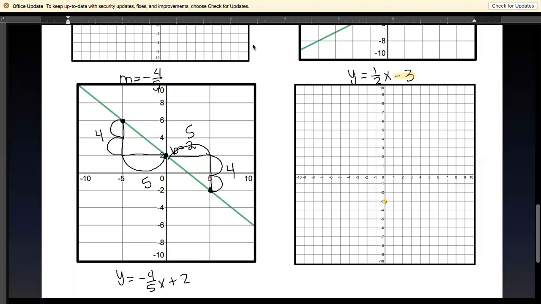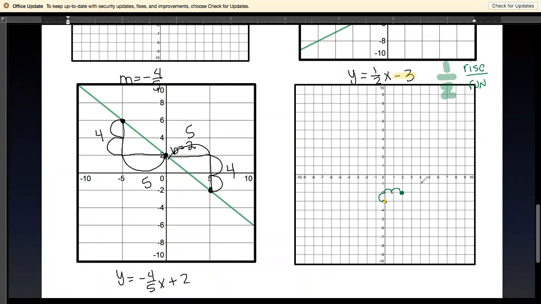Now my slope is what? 1/2. So if my slope is 1/2, my rise over run is also 1/2, right? So from the y-intercept, I'm going to rise 1 and run 2. From this point, I'm going to rise up 1 because this is a positive slope. So I'm going to rise up 1 and run 2. That tells me where my next point is. And I'm going to just keep doing that.